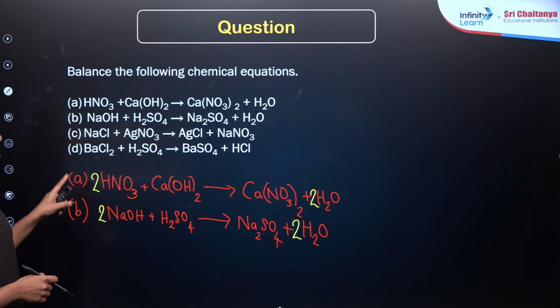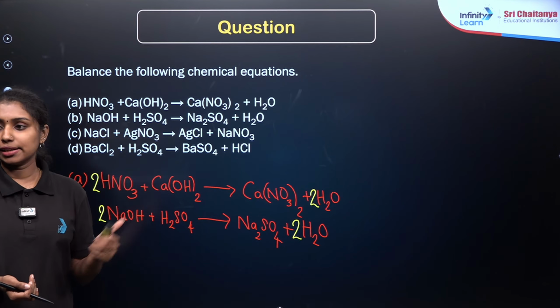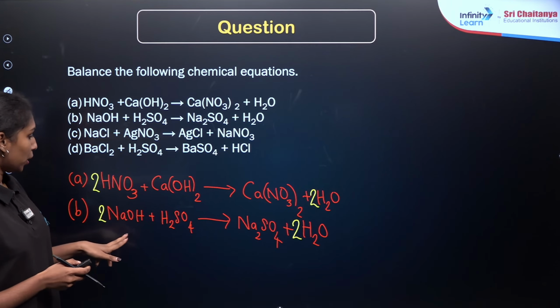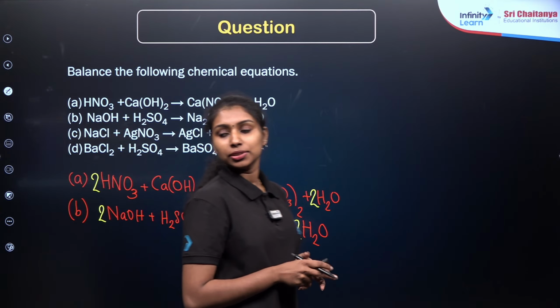I hope it is clear. Then what about the third reaction? Do we need to balance the third reaction? 2 NaOH plus H2SO4 gives Na2SO4 plus 2H2O. Yes, very good.